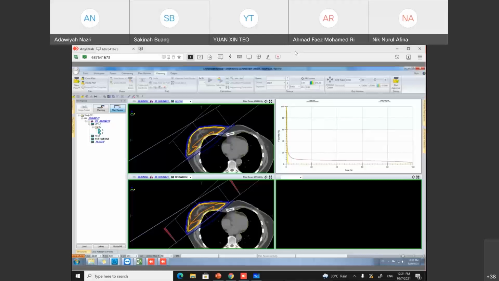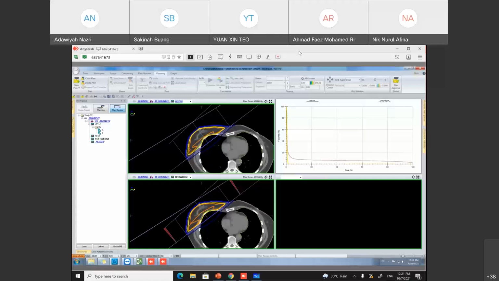Can this field-in-field technique be used for PMRT, post mastectomy radiotherapy? You can apply this field-in-field technique in any plan. It doesn't matter if it's breast or any plan, prostate, thorax, any plan where you want to reduce the hotspot, you can just use this field-in-field technique. Okay, how about bolus?